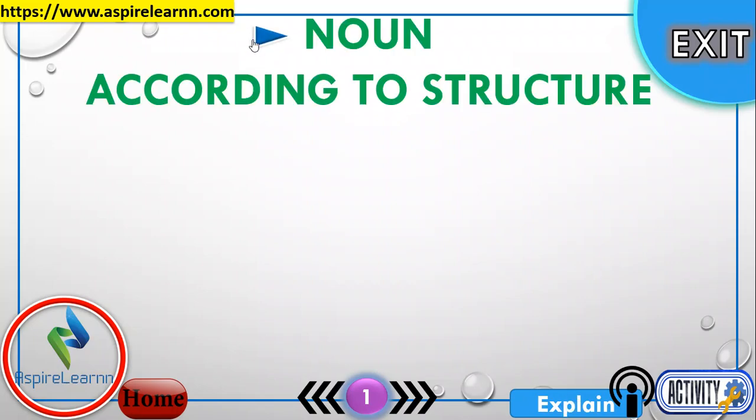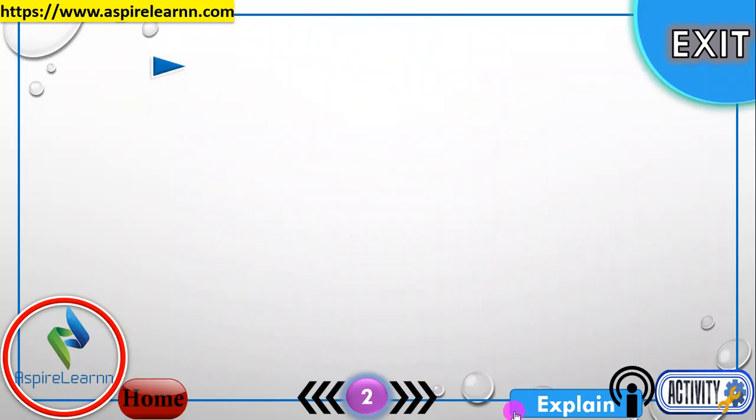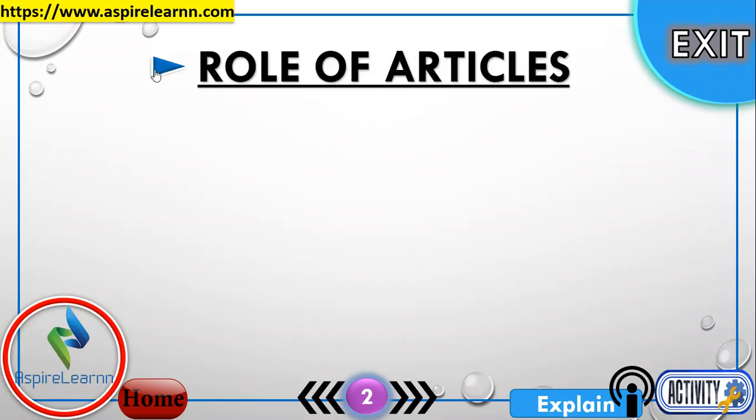The classification of nouns based on structure. Singular countable noun: a book, an apple, a dog. Plural countable noun: books, apples, dogs. Uncountable noun: water, rice, information. Understanding the role of articles with different nouns.